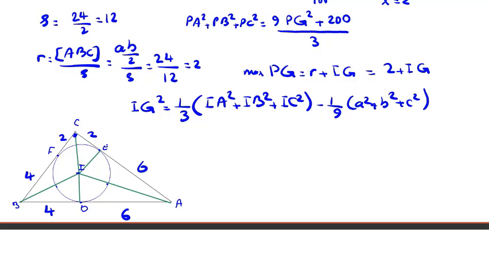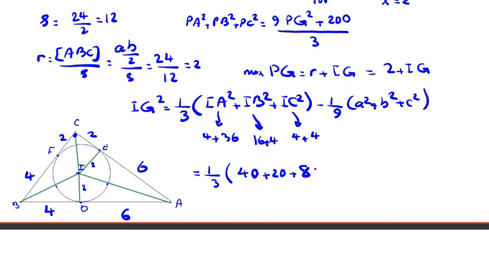So let's calculate each of them. It is 2, it is 2. The first one, IA squared, is 2 squared, 4, plus AD squared, 36. IB squared is 16 plus 4. IC squared is 4 plus 4. Now, we can say it is 1/3 of 40 plus 20 plus 8 minus 1/9 of the sum of them. It will be 64 plus 36 plus 100, which equals 200.